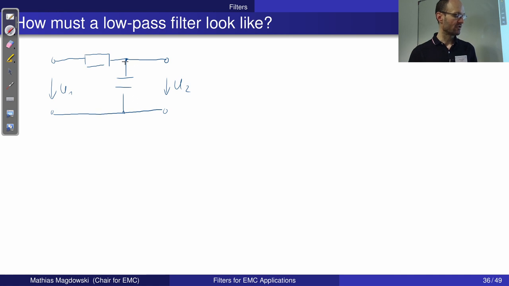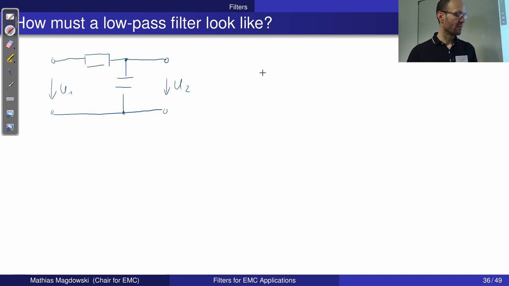But if we have a current here with a high frequency, then this is like a short circuit for high frequencies, or low impedance for high frequencies. So high frequencies will go back to the source, will go back to the ground. But for low frequencies, it's a block. So low frequencies will go to the output.